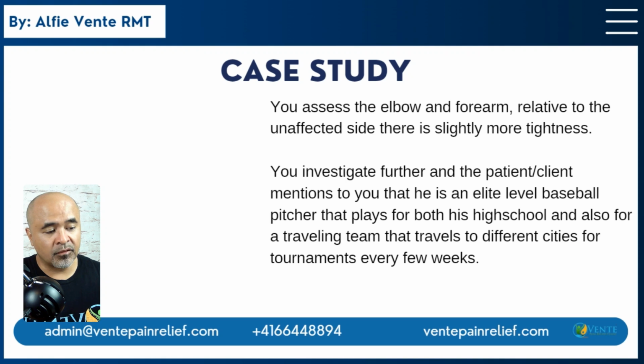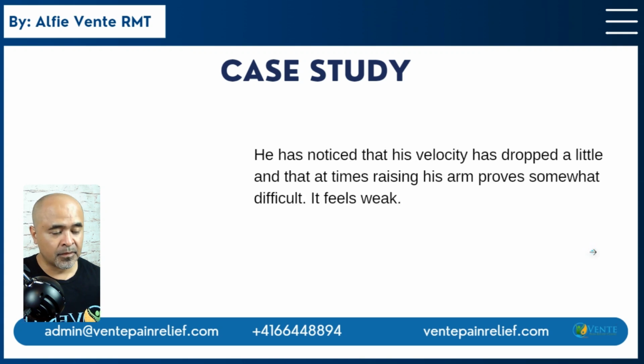You assess the elbow and forearm relative to the unaffected side. There's slightly more tightness. You investigate further, and the patient client mentions to you that he is an elite level baseball pitcher that plays for both his high school and also for a traveling team that travels to different cities for tournaments every week. So this is a person that practices a lot, uses their arms a lot because he is a baseball pitcher. He has noticed that his velocity has dropped a little and that at times raising his arm proves somewhat difficult. It feels weak. So that is a review of the case study that I posted a couple weeks back on, again, both YouTube and LinkedIn.